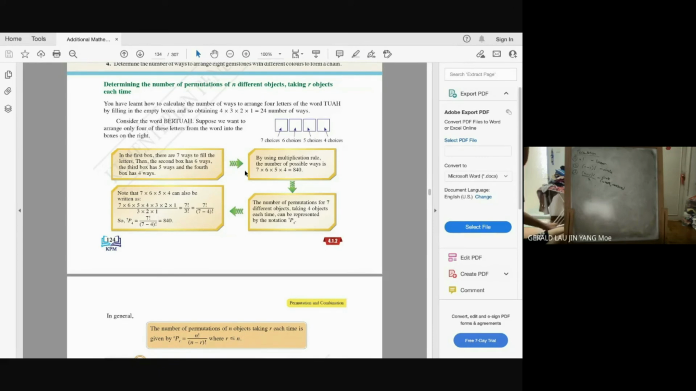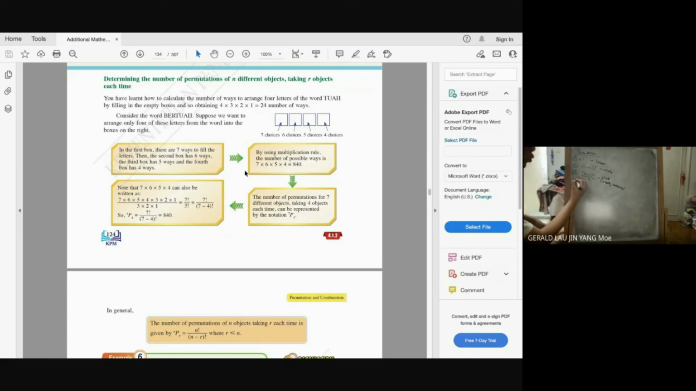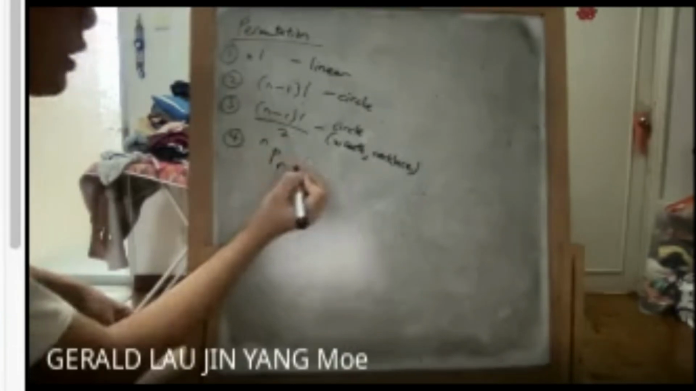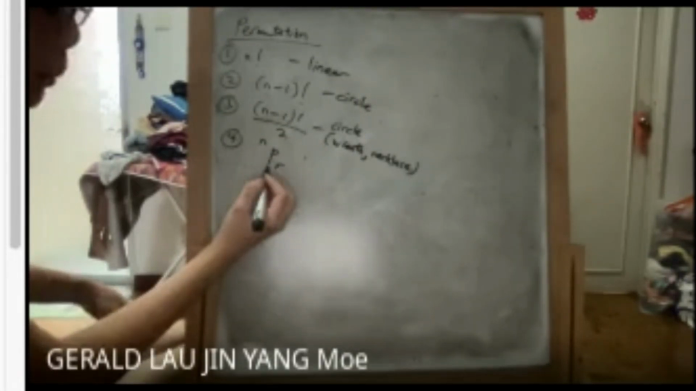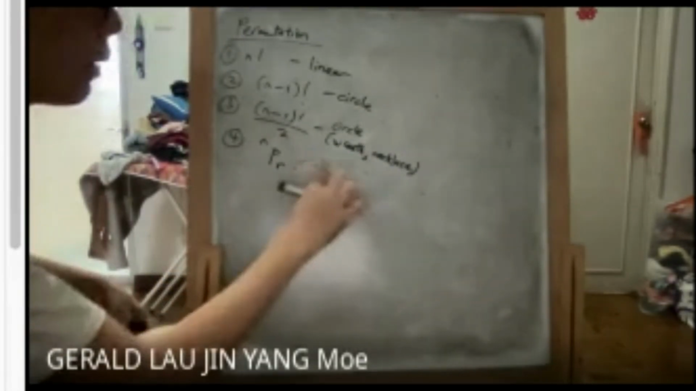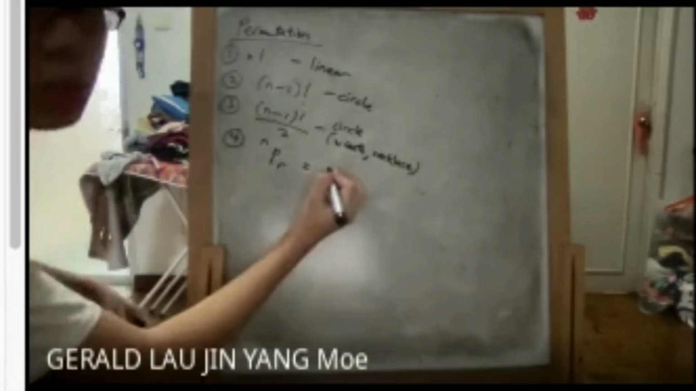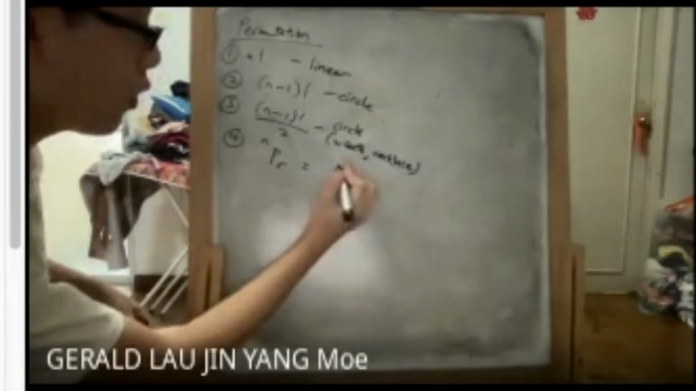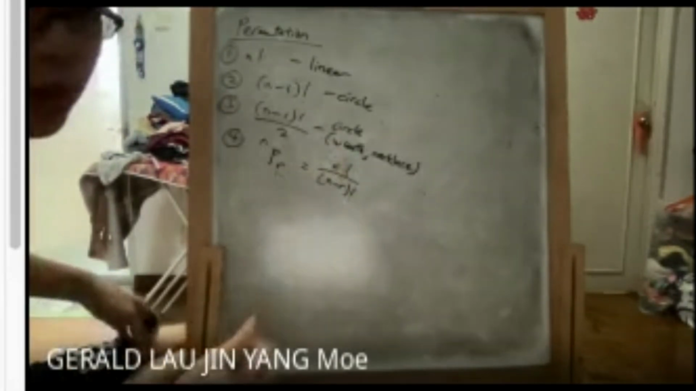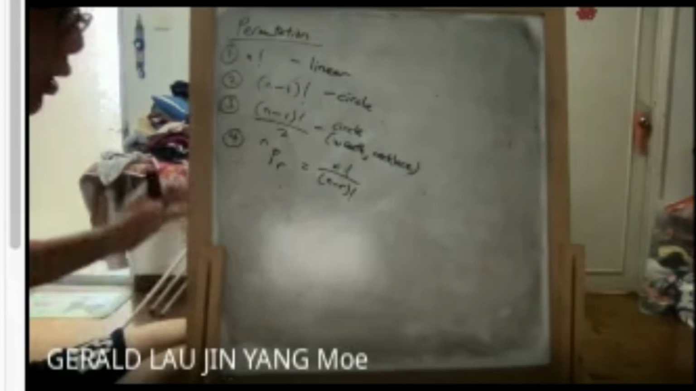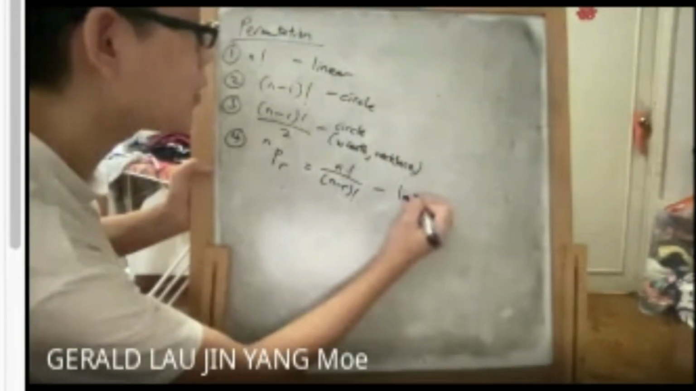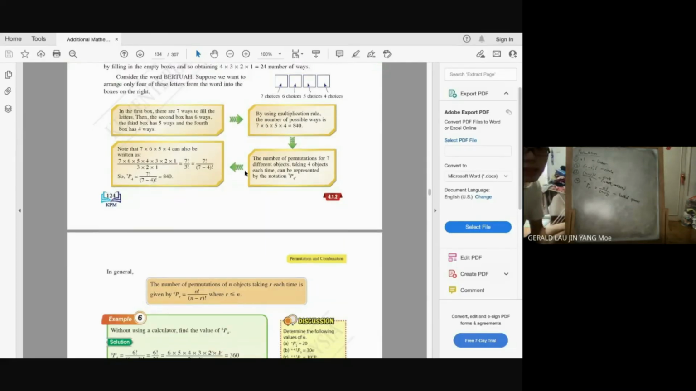So this is where the fourth formula, which is nPr, comes in. In your calculator also you can find it, nPr. nPr means there will be limited spaces. The formula is equal to n factorial over (n minus r) factorial. And this is for limited spaces. Can you understand? This is nPr.